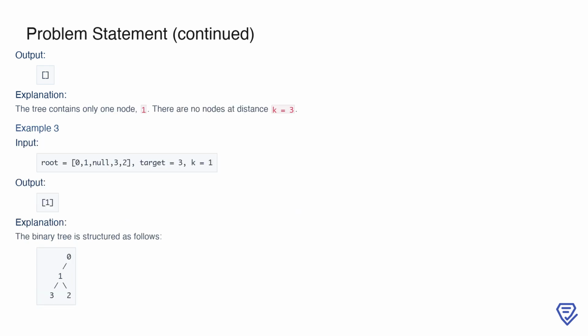Now, let's look at another example where the tree has only one node, which is 1. Here, the target node is also 1, and we are tasked with finding nodes that are at a distance of 3. Since the tree contains only this single node, there are no other nodes available at any positive distance. Therefore, the output for this case is an empty array.